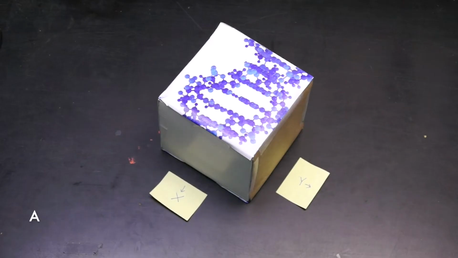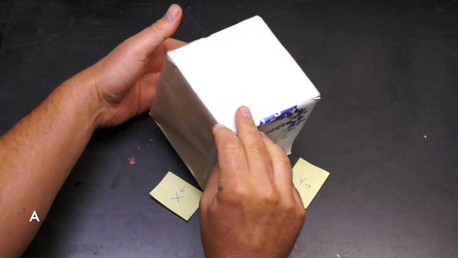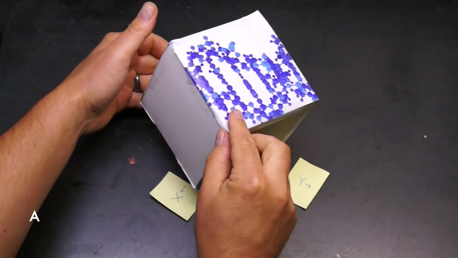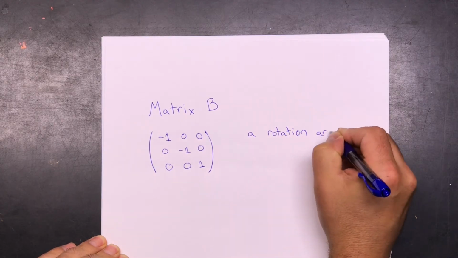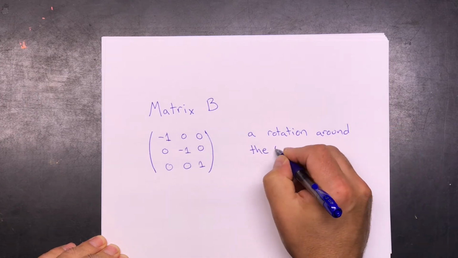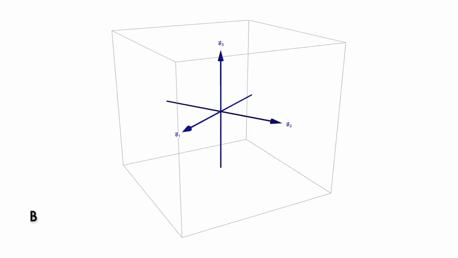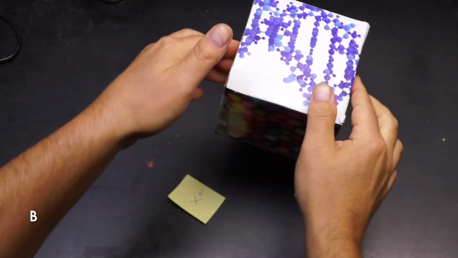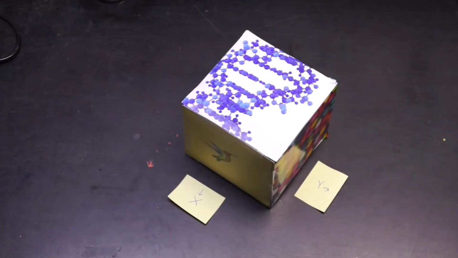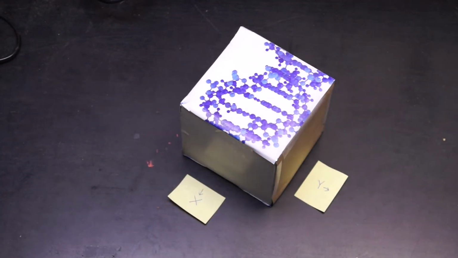If we do A 3 times in a row, 1, 2, 3, we get back to where we started. Matrix B doesn't look much like a rotation, but in fact it's a rotation around the z-axis. Once, twice, and we're back to where we started. Now let's try it with a model. Once, twice, and we're back to where we began.